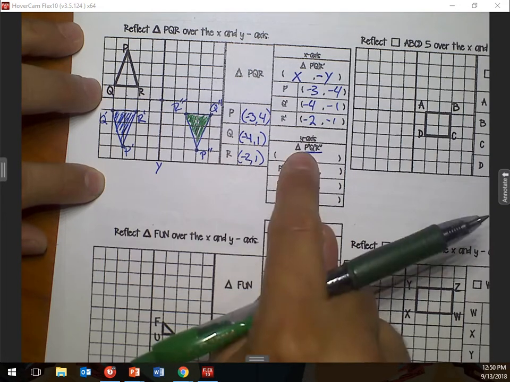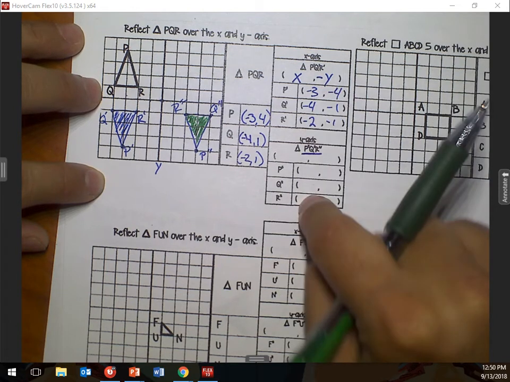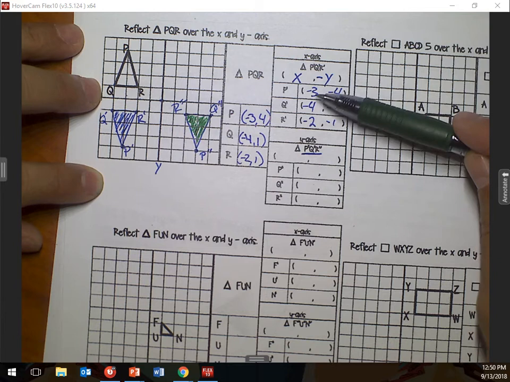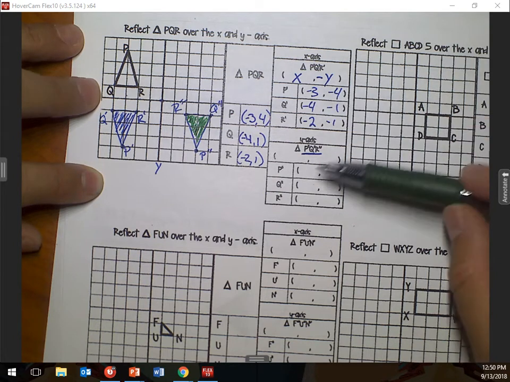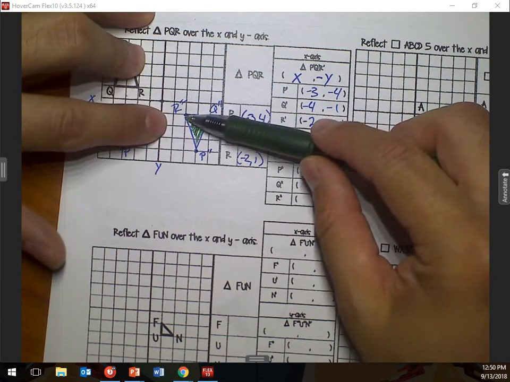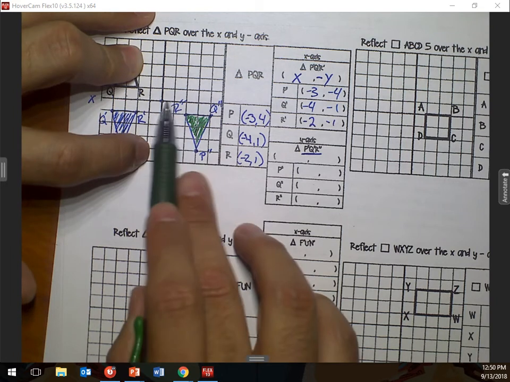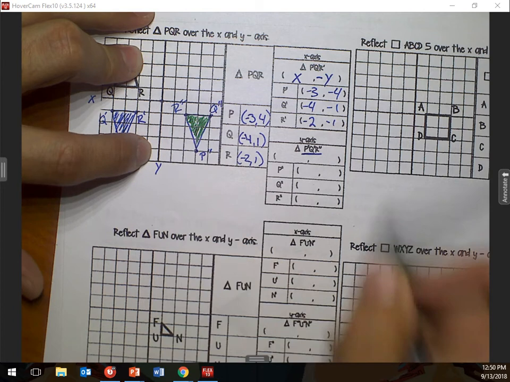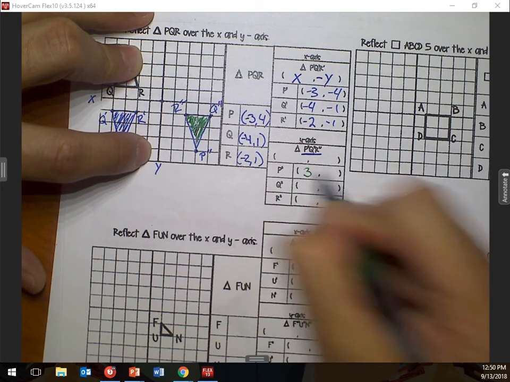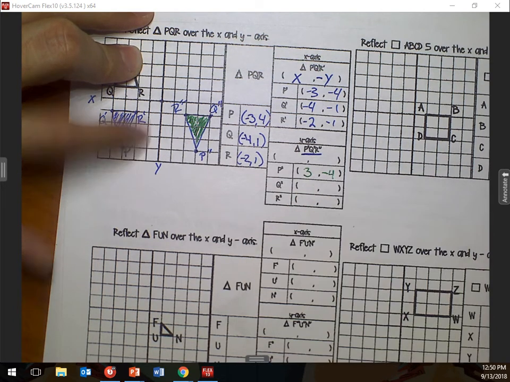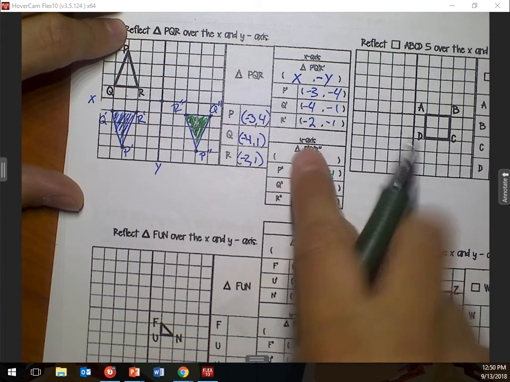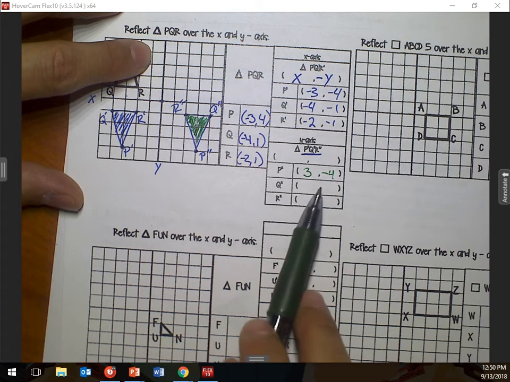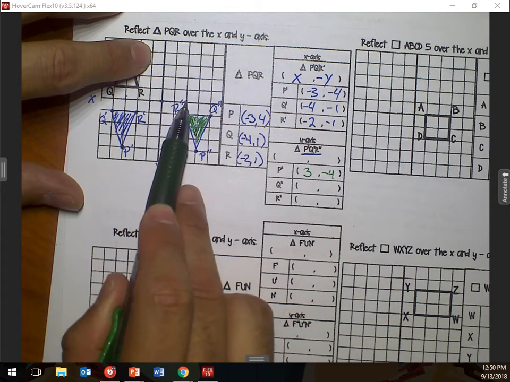All right, so now let's look at the double primes. I'm looking at this one to this one now, right? Now, if I'm looking from my single prime to double prime, we've got to find the coordinate. So this coordinate at P double prime is 1, 2, 3, down 1, 2, 3, 4. So it's going to be positive 3 and negative 4. Q double prime is? Positive 3. Look to the right. 1, 2, 3, isn't it?